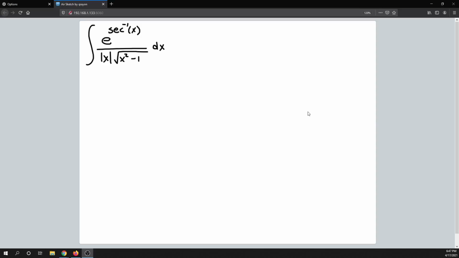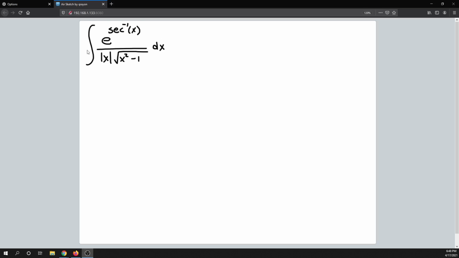All right, in this video, we're going to work through the following indefinite integral. We have the indefinite integral of e to the inverse secant of x power, all of that divided by the absolute value of x times the square root of x squared minus 1 dx.